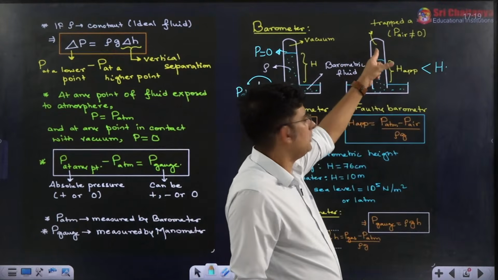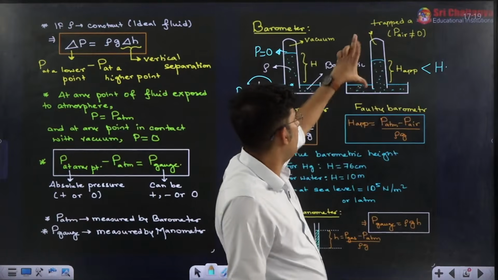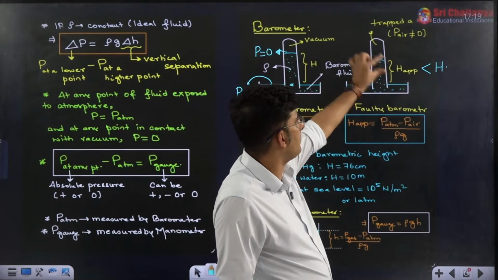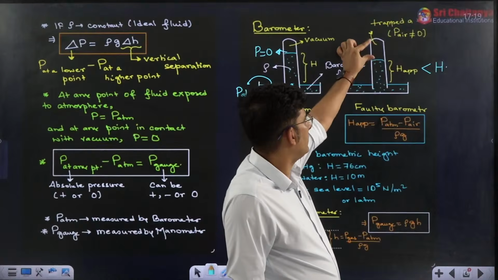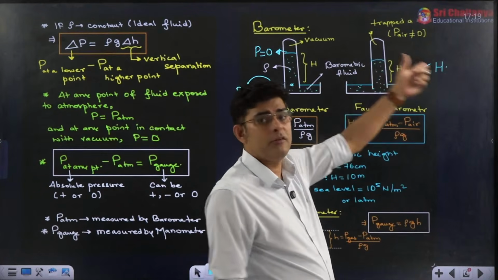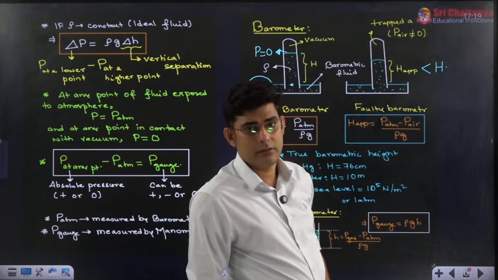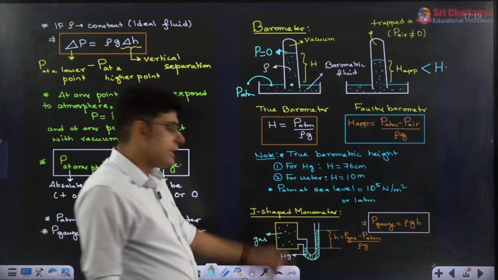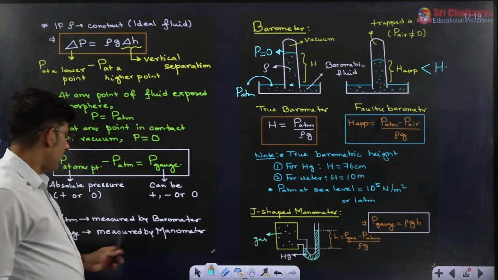That is, P air into volume of air. You will say how to find the volume of air? Total length of the tube minus H apparent, that will be the height of the trapped air, multiplied by the area of cross section. You will get the volume. So PV equals constant you can use for trapped air. Understood? Next, the J-shaped manometer. It is used to determine the gauge pressure.